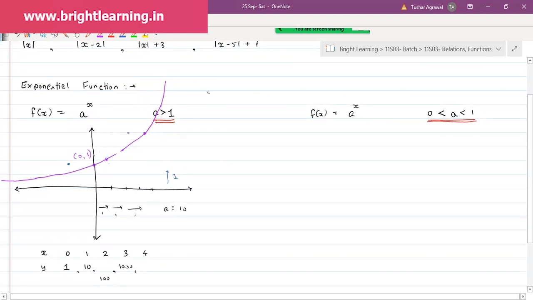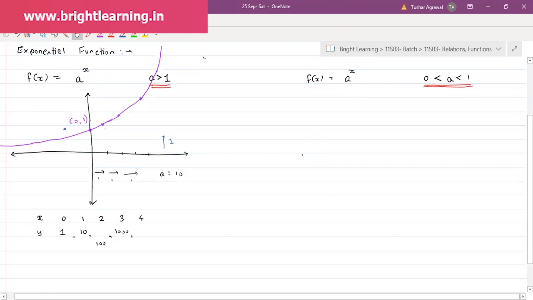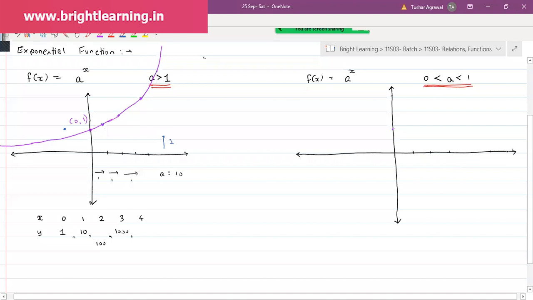For a line between 0 and 1, again for x equals 0, y equals 1. The graph will be over here. And so when x is 1, let's say x equal to 1, x equal to 2, x equal to 3, x equal to 4, x equals to 5, and so on.